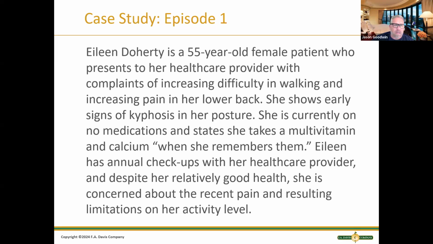So case study here. Eileen Doherty is a 55-year-old female who presents to her healthcare provider with complaints of increasing difficulty in walking and increasing pain in her lower back. She shows early signs of kyphosis in her posture. She's currently on no medications and states she has a multivitamin and calcium supplement when she remembers them. Eileen has annual checkups with her healthcare provider, and despite her relatively good health, she's concerned about the recent pain and resulting limitations in her activity level. So what do we think about that?